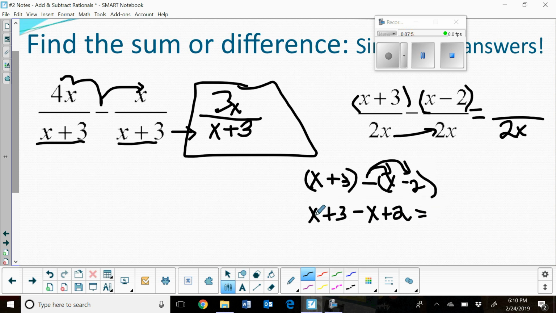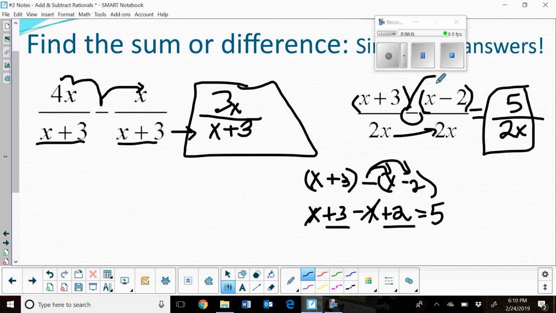And that becomes, well, x minus x just cancels out. That's 0. And then I have a 3 plus a 2, and that's a 5. So my numerator is 5. And there is your final answer. Okay, so on to subtractions, just make sure you distribute your negative in.